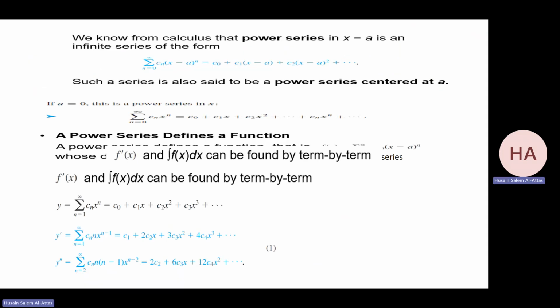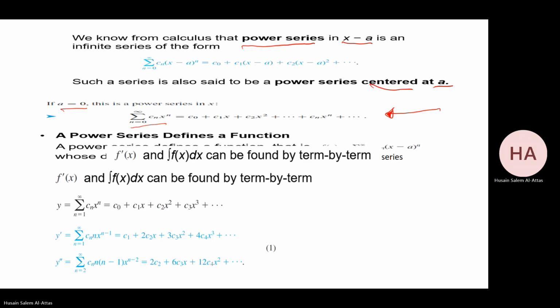We know from calculus what's the meaning of a power series in x minus a. It's summation Cn (x minus a) to the power n, which is C0 plus C1 (x minus a), plus C2 (x minus a) squared, and so on. This is, we say, a power series centered at a. If a equals 0, then it will be centered at 0, and we have this summation of Cn x to the power n, where n runs from 0 to infinity, which is C0 plus C1x plus C2x squared, and so on. Actually, this is our concern, because we will do the things around x equals 0.